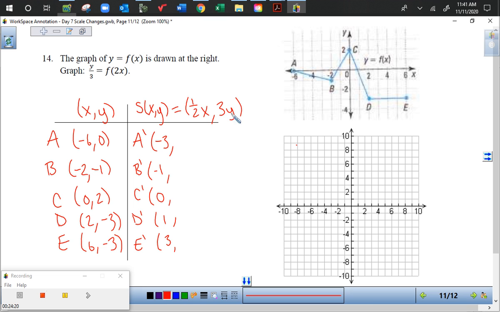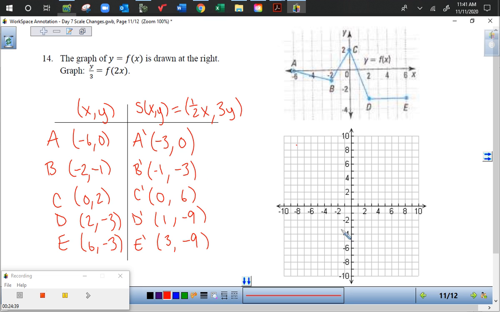This time it says times 3. So 0 times 3 is 0. -1 times 3 is -3. 2 times 3 is 6. -3 times 3 is -9. So that last one's -9 as well. And there are my image points.